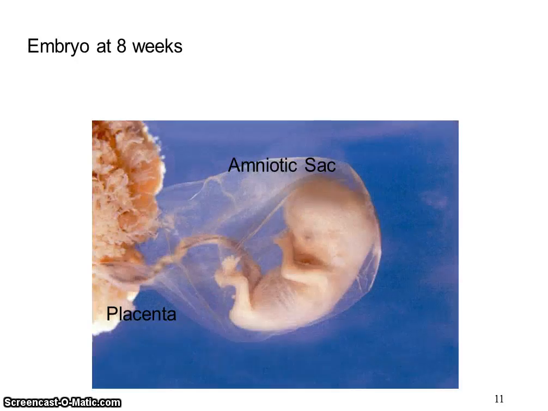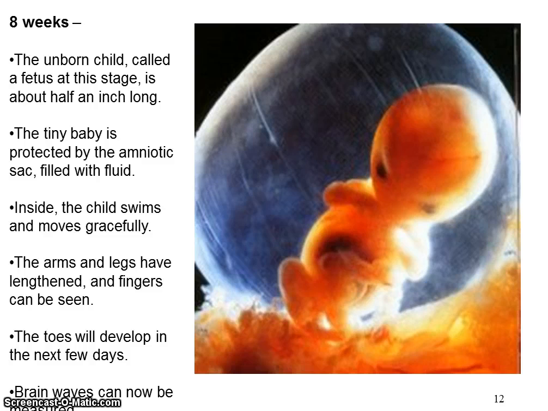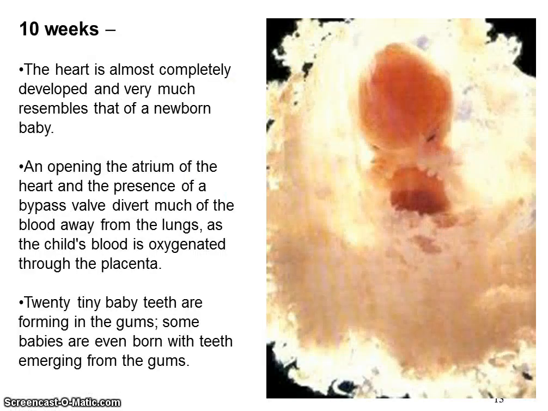Here's an embryo at 8 weeks. Again, now you see the placenta. The placenta is what transfers all of the nutrients that the mother is taking in through the umbilical cord to the baby. At 8 weeks, the unborn child is about half an inch long, teeny, tiny, but it is moving within the womb. The toes will start to develop, and brain waves can be measured at this point in time.